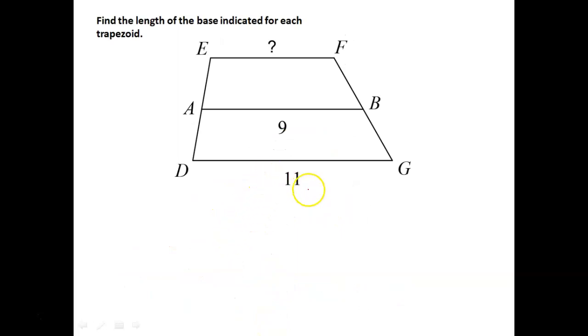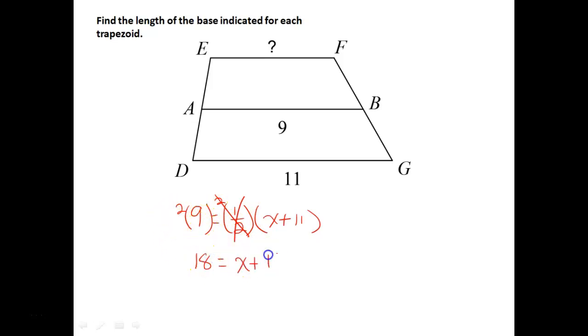Find the length of the base. Same thing. I think we've already worked one of these examples, but we'll do it again. Mid-segment, 9, is equal to 1/2 times base 1, EF, and we don't know, so it's going to be our x, plus base 2 is 11. All right, I'll multiply both sides by 2 to get rid of that fraction. So 9 times 2 is 18 equals x plus 11. When I subtract 11 from both sides, I get 7. X equals 7. So EF is 7.